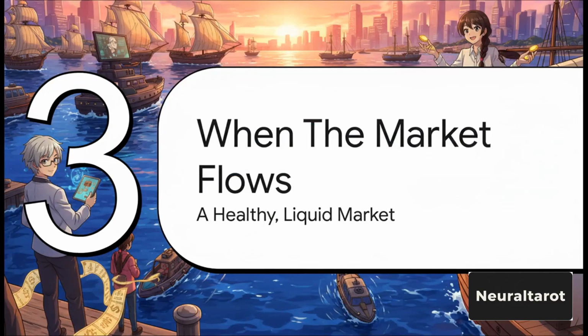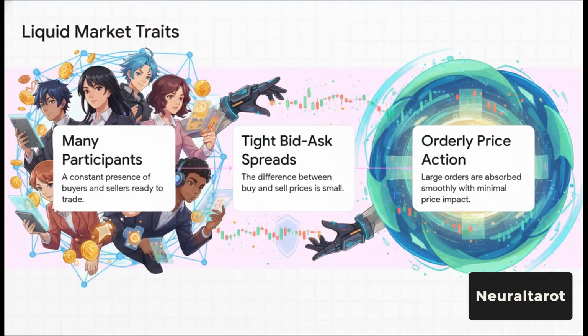Okay, so let's talk about what that deep, healthy harbor actually looks like in practice. This is what we call a market that flows. A liquid market really has three key signs. First, there are tons of buyers and sellers all ready to trade at a moment's notice. Second, all that activity leads to what we call tight bid-ask spreads. Just think of that as the tiny gap between the highest price someone is willing to buy for and the lowest price someone is willing to sell for. When that gap is small, it's cheap and easy to trade. And third, all this creates orderly price action, where even big trades get absorbed without a fuss.